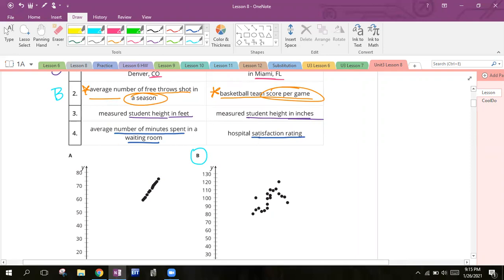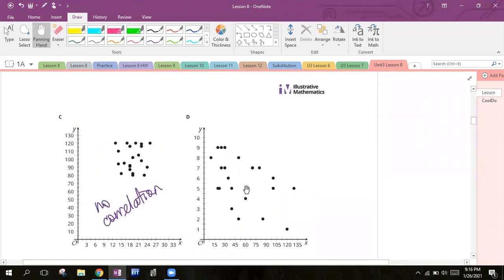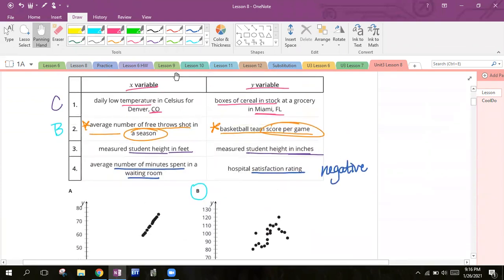Okay, so what about the longer you wait? That X value is getting longer and longer. What's going to happen to your satisfaction rating? It's going to start going down. Okay, so that's going to have a negative correlation. So what's the only one with a negative correlation here? D. Okay, so if that one's D, then that would only leave that one as A.